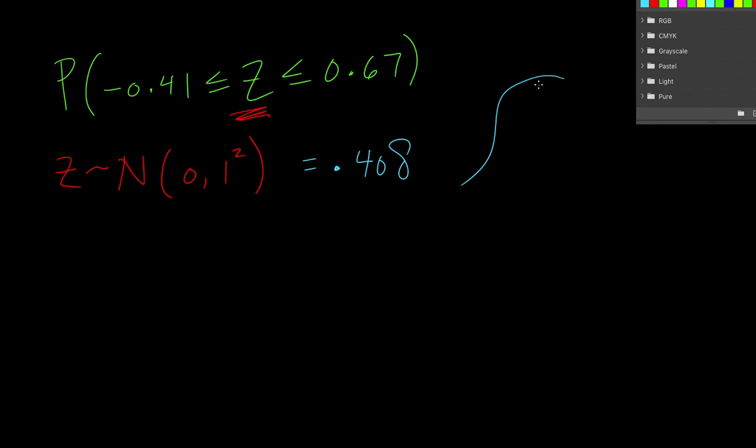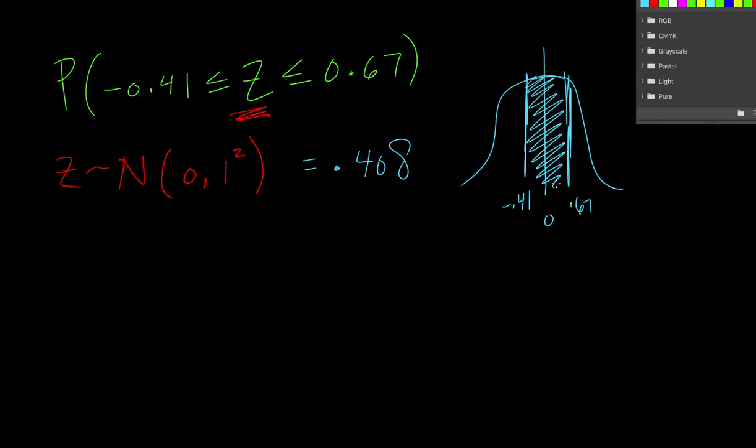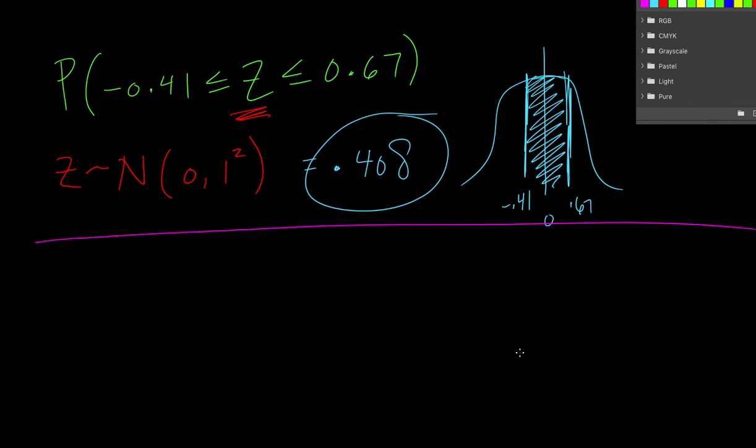So once again, to draw a visual of this, we're centered at 0 now. And if we go a little bit to the left, negative 0.41, we go a little bit to the right, 0.67. The area in between those two pieces is going to be this, assuming that the total area is 1, because the total probability is 1. Okay? Now, same type of question. Z is less than or equal to 1.5.